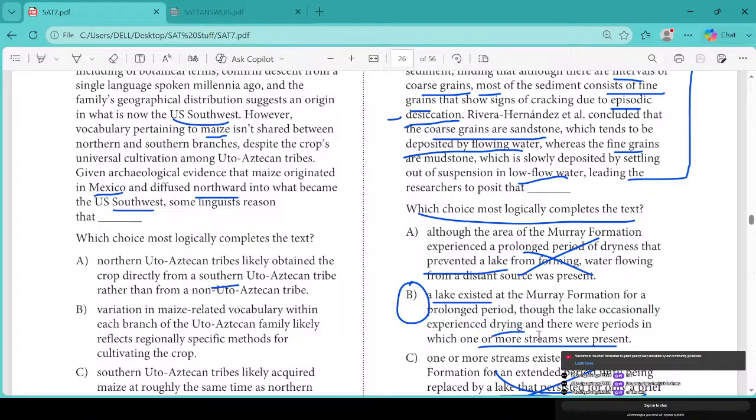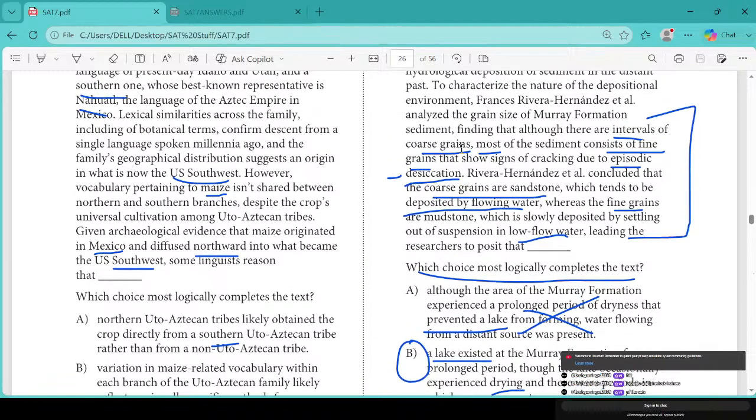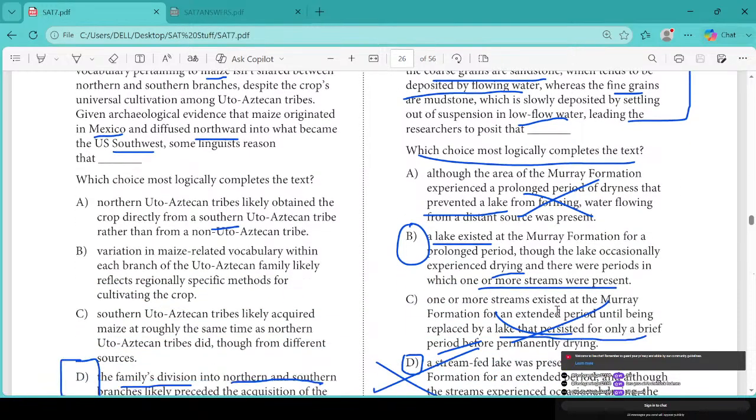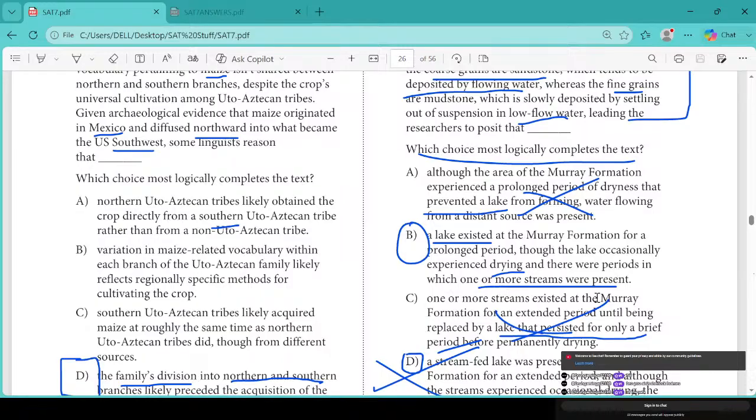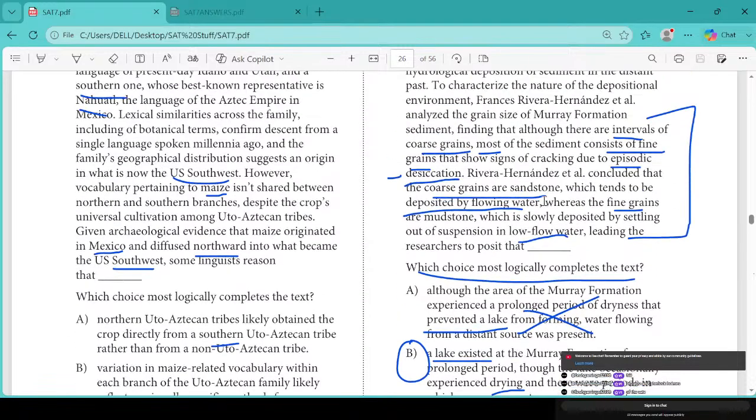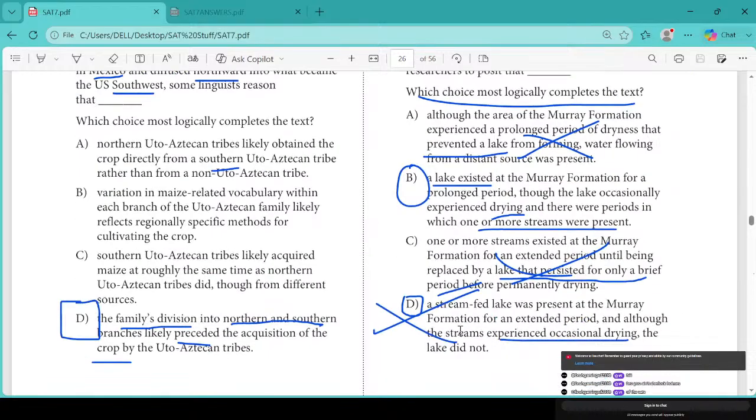And then there are periods in which one or more streams were present. That is because of the coarse grains. There are intervals, meaning sometimes there were coarse grains, sometimes there's none. And that is sandstone, which is flowing water, which means streams were present some periods of time. Last time I read it wrong, and I thought the episodic desiccation is the coarse grains, right? I just misread it. That's why I chose D.